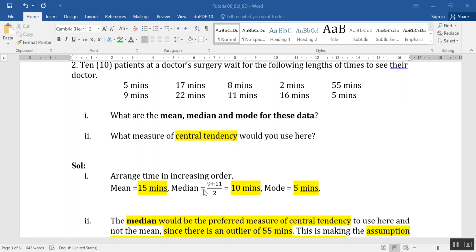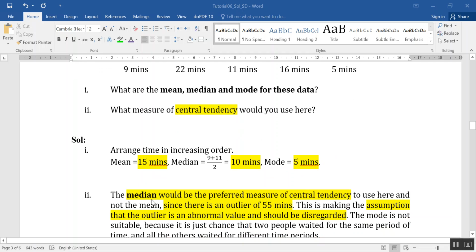The median: because there is an even number of values, we have to find the average of the two center values. We get 10 minutes, and the mode is 5 minutes. So you can see that the central tendency here varies, right? One is 15, another is 10, another is 5. So we suggest that the best central tendency to use is the median.